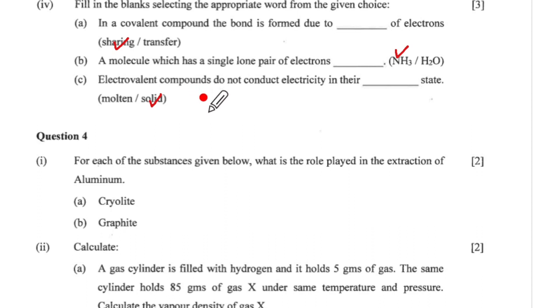Now remember, in this Section B, we have to attempt any 4 questions. So if you feel that you are okay with 3, go ahead with 3. Let us look at our 4th question.